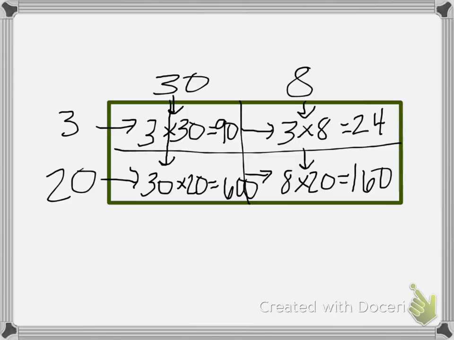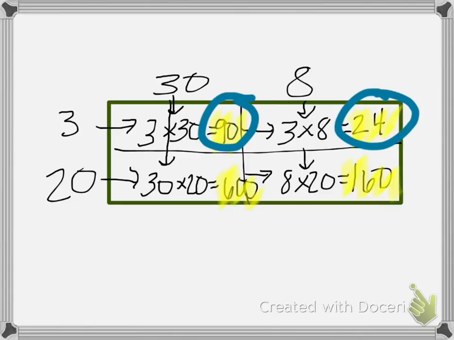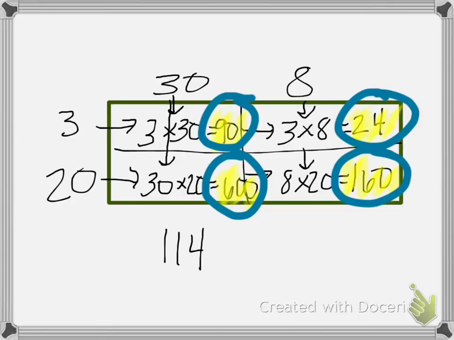Now I have partial answers. I don't have my whole answer for what 38 times 23 is. I just have these 4 partial answers. So I want you to add the 2 partial answers on the top together. And what does that equal when you add 90 plus 24? You're right, it equals 114. Now I need to add the bottom partial answers, which is 600 plus 160, and I get 760. Oops, wrong one.